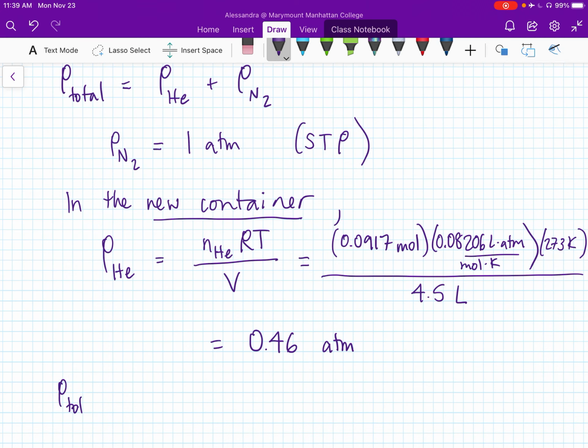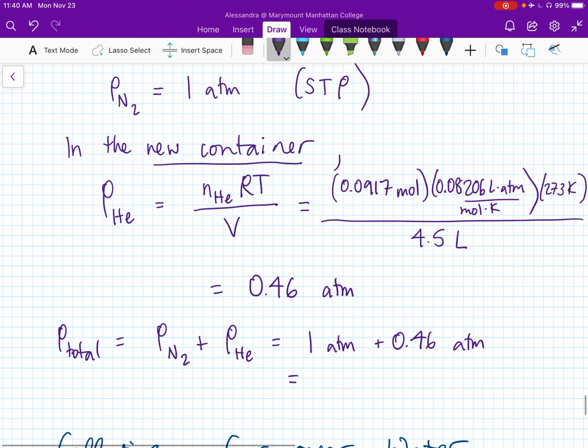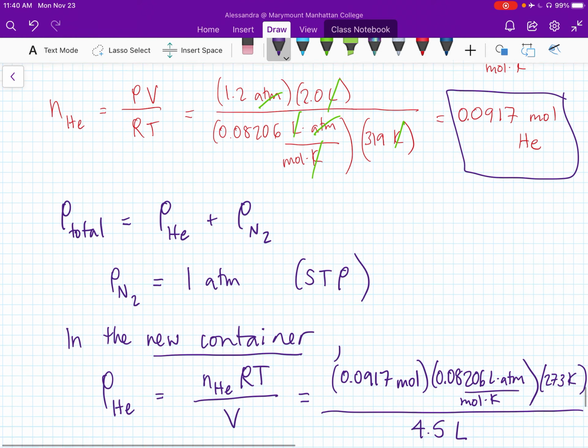So the total pressure is equal to the partial pressures of each gas. It's partial pressure of nitrogen plus the partial pressure of helium, and that's 1 atmosphere plus 0.46 atmospheres. So the total pressure is going to be 1.46 atmospheres. This is going to be the total pressure of the gas mixture.